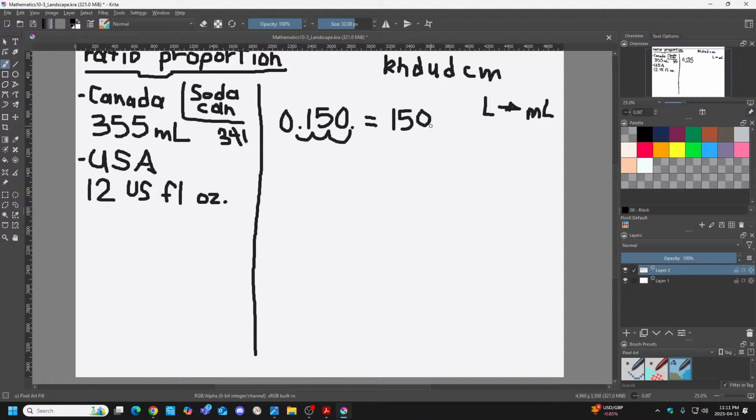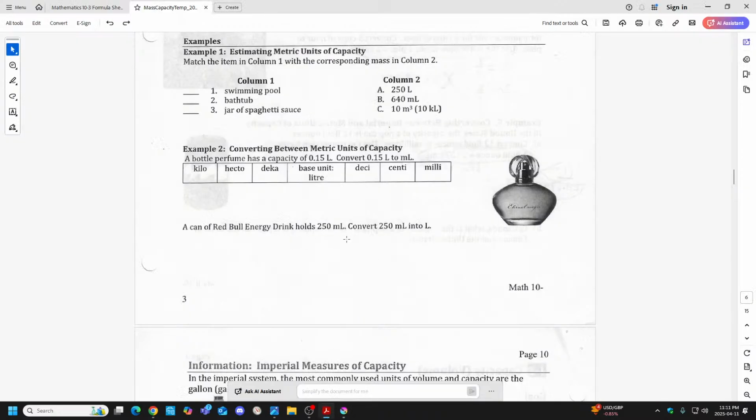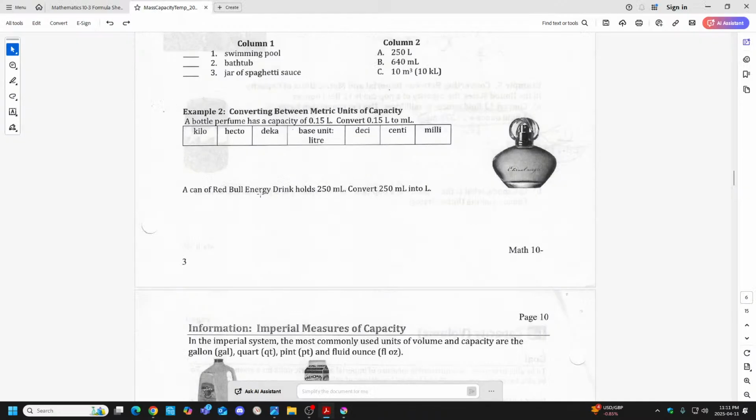150 milliliters. Okay, guys? Easy peasy lemon squeezy. Again, if you want to practice it before you see the answer, by all means.